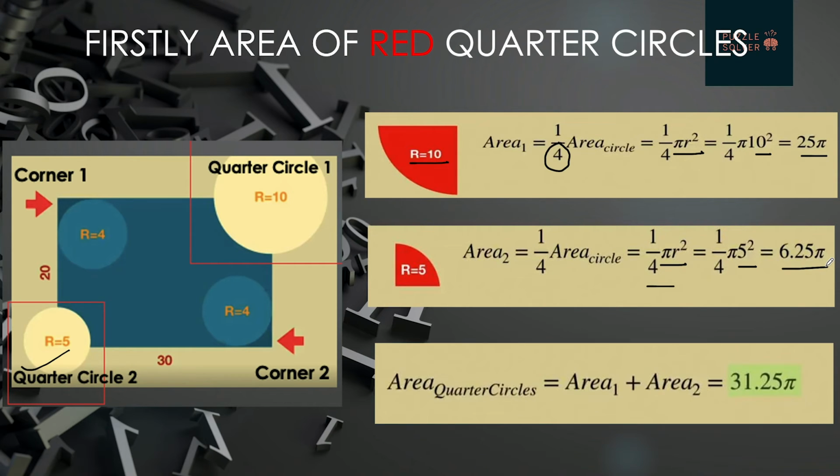So the total area for quarter circles will be the quarter circle area with radius equal to 10, that is 25 pi, and the quarter circle area with radius equal to 5, that is 6.25 pi, so the total area is 31.25 pi.